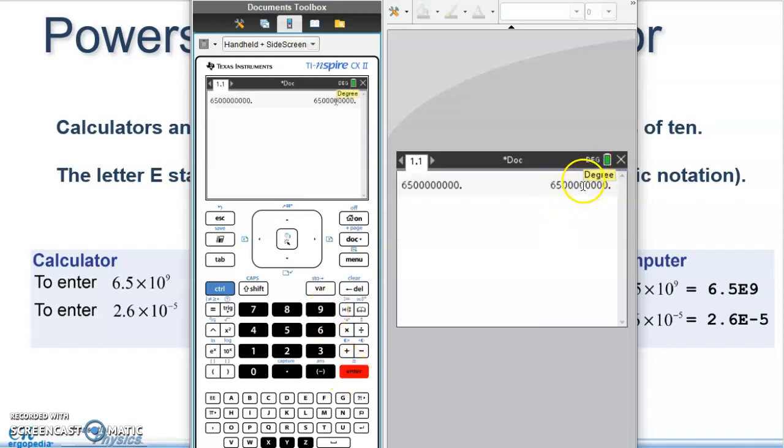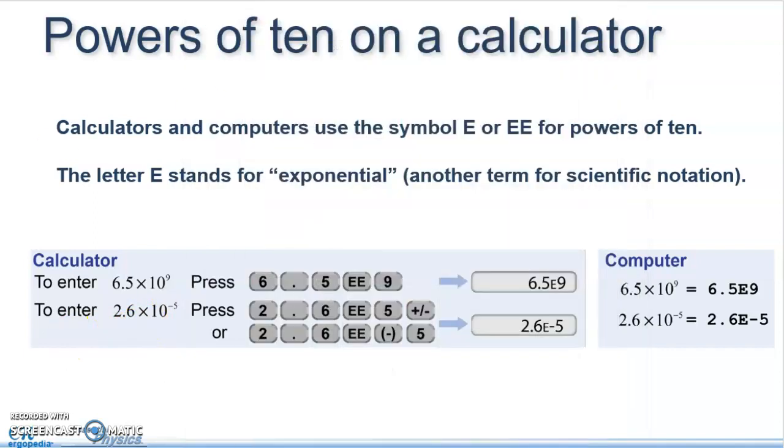Because of whatever mode I have the calculator in currently, it's doing float or whatever, so it writes it out this way. But it also might appear, depending on what mode your calculator's in, as 6.5E9, and that is a real number. Okay, and we could repeat the same thing with the other number, but I'm not going to spend your time doing that right now.